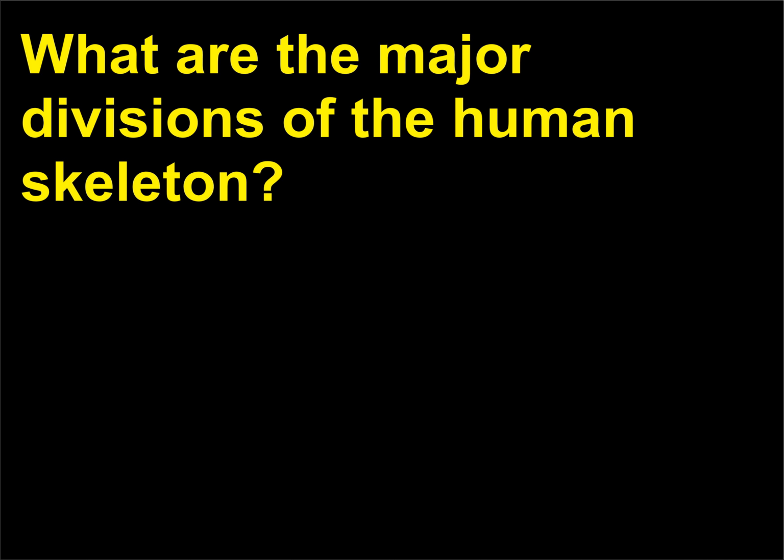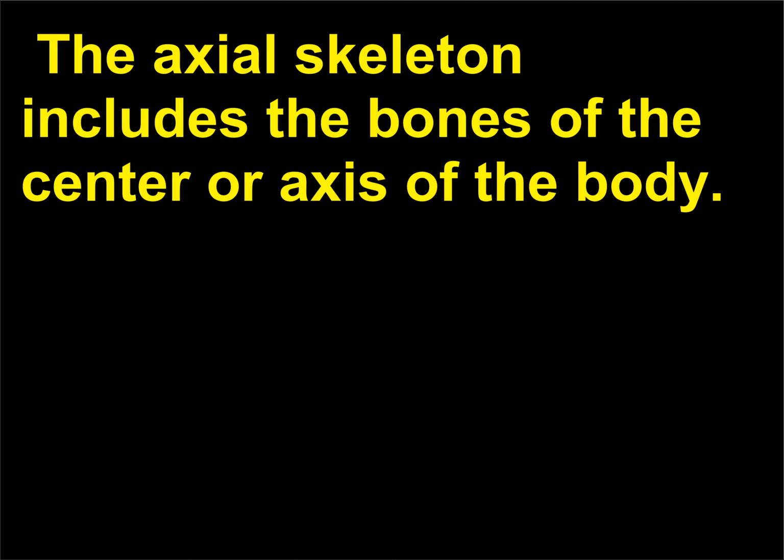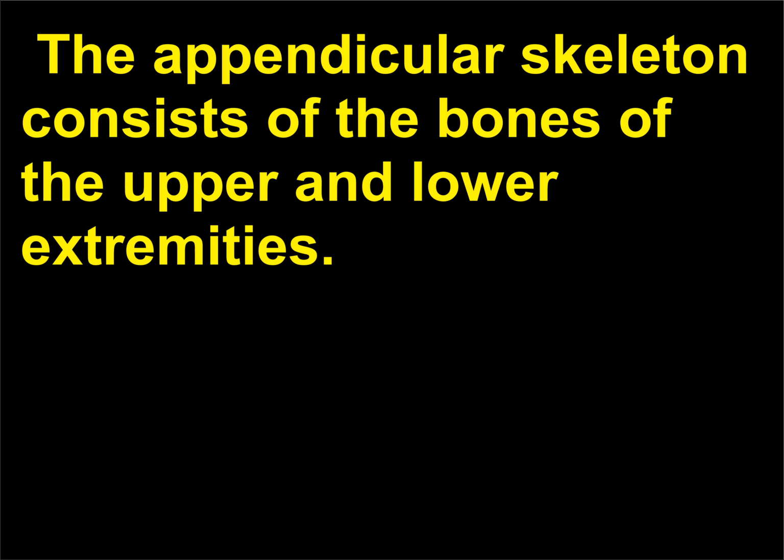What are the major divisions of the human skeleton? The human skeleton has two major divisions, the axial skeleton and the appendicular skeleton. The axial skeleton includes the bones of the center or axis of the body. The appendicular skeleton consists of the bones of the upper and lower extremities.